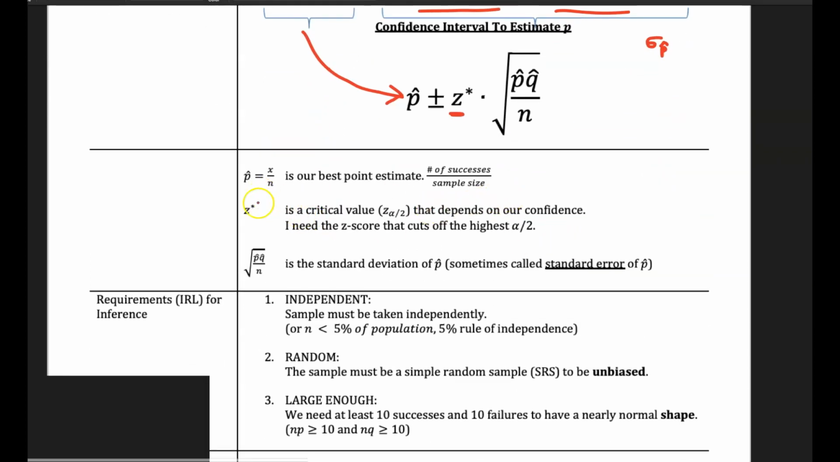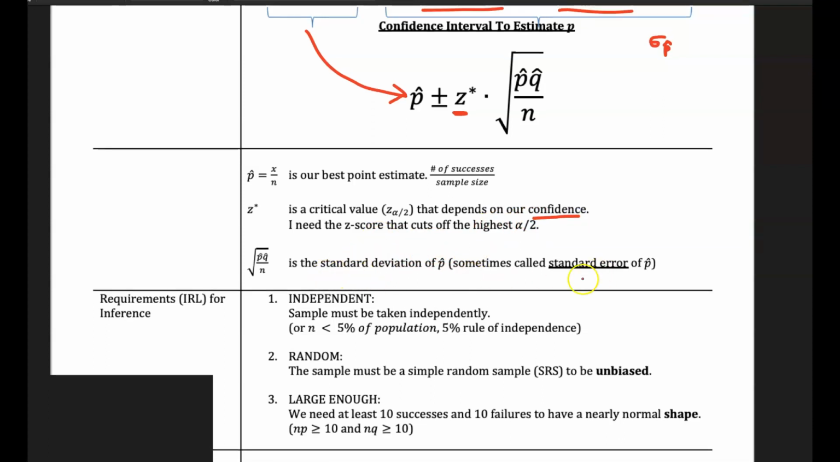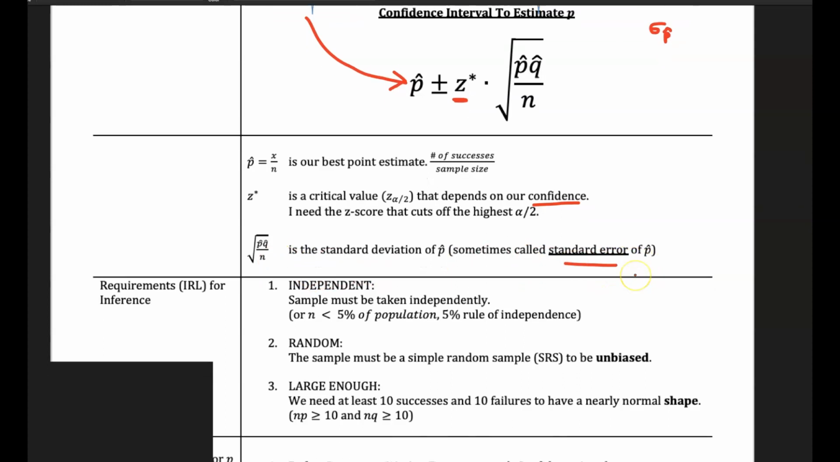So here's all the notation. P-hat is the number of successes divided by the sample size. This is your critical z value, which depends upon your level of confidence, which we talked about in the previous lesson. And then your standard error, your standard deviation of the sampling distribution for proportions. In short, we call that the standard error for p-hat.